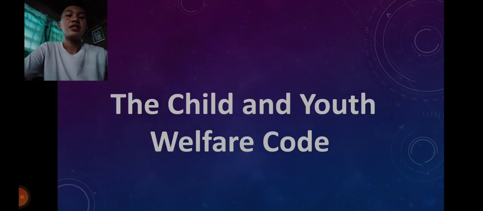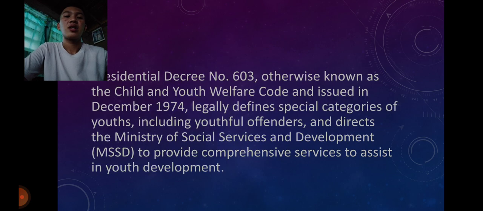The Child and Youth Welfare Code. The Presidential Decree Number 603, otherwise known as the Child and Youth Welfare Code, and issued in December 1974, legally defines special categories of youths, including youthful offenders, and directs the Ministry of Social Services and Development, or MSSD, to provide comprehensive services to assist in youth development. So this is for kanang mga youth or kanang mga bata nga kanang i-develop ang ilahang kanang understandings.